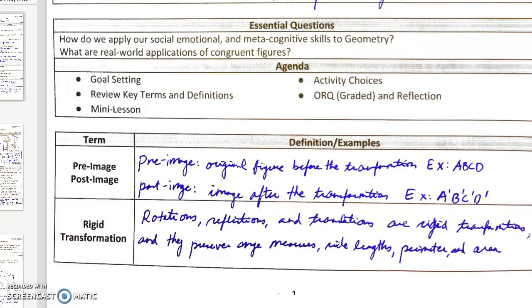So, as a review from the previous days, we have two key terms and definitions. The first is our pre-image and our post-image. Your pre-image is the original figure before the transformation. So, for example, A, B, C, D.